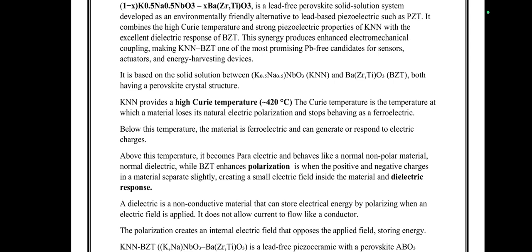BZT enhances polarization, which is when the positive and negative charges in a material separate slightly, creating a small electric field inside the material. Also, BZT enhances dielectric response.